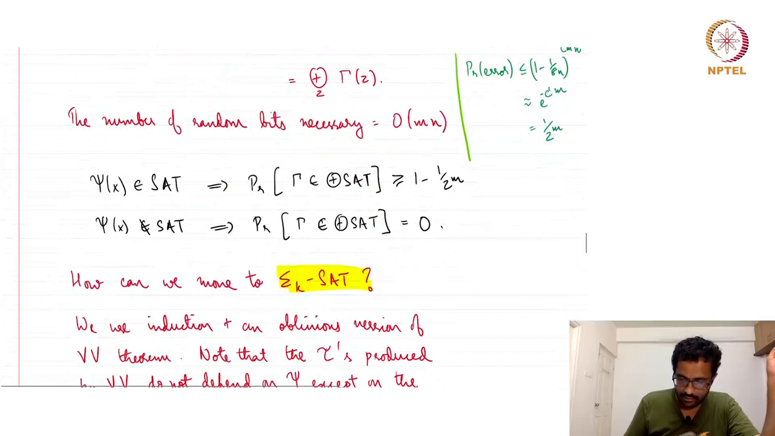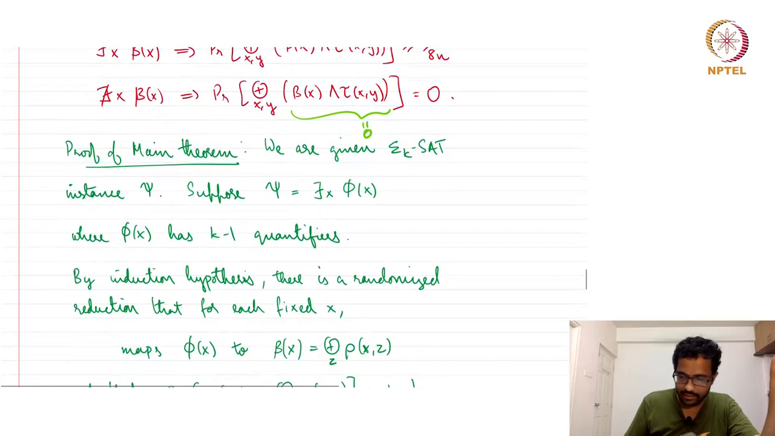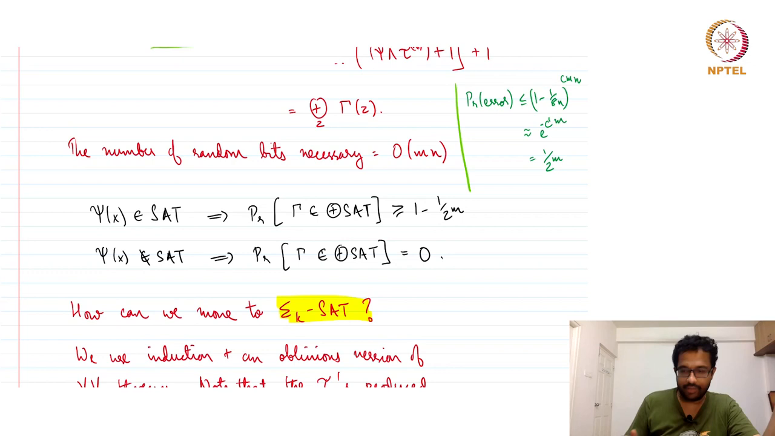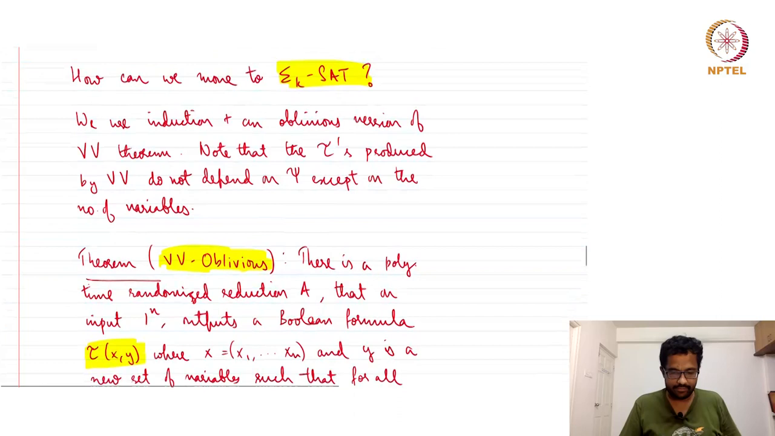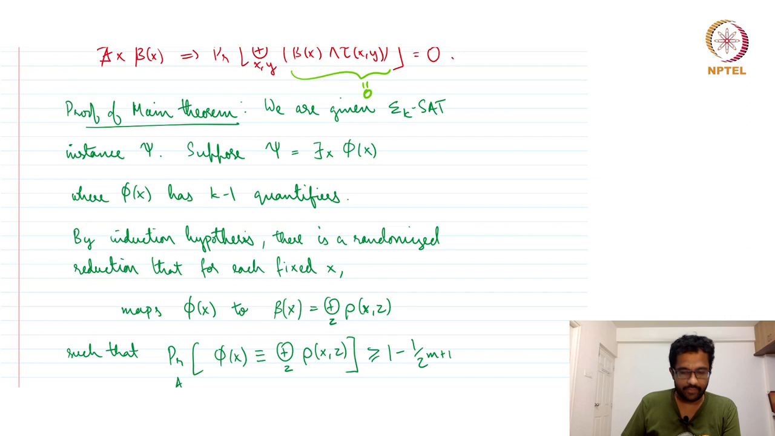Right. So this boosting, we use the fact that it is a parity, and we couldn't do this boosting otherwise. We don't know how to do this boosting if it was this unique set setting. Okay, so now let us say it is a sigma k instance psi.